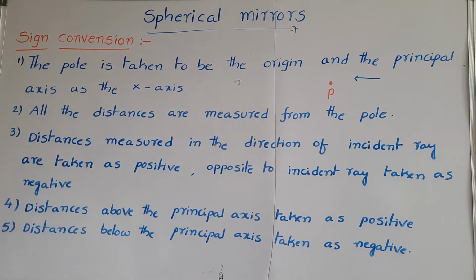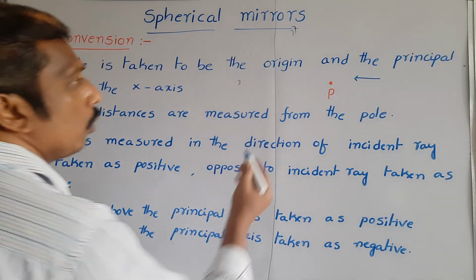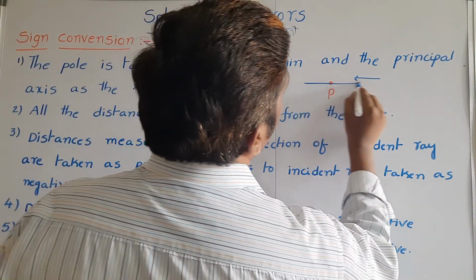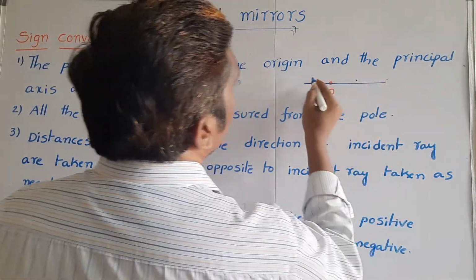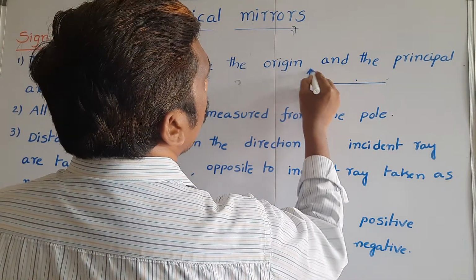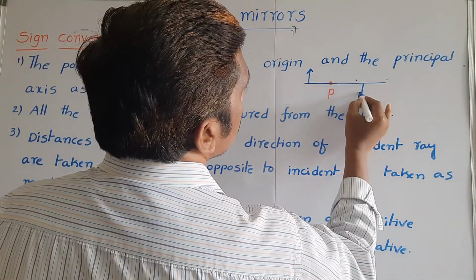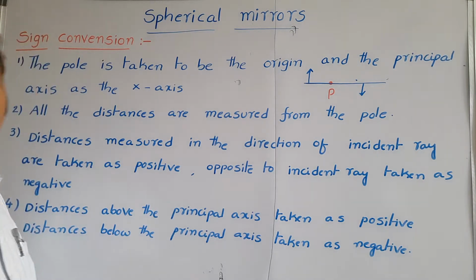Next, distances above the principal axis are taken as positive, and distances below the principal axis are taken as negative. Suppose you assume this is the principal axis: above the principal axis is positive, below the principal axis distances are measured as negative. We should follow this sign convention while measuring values in both concave and convex mirrors.